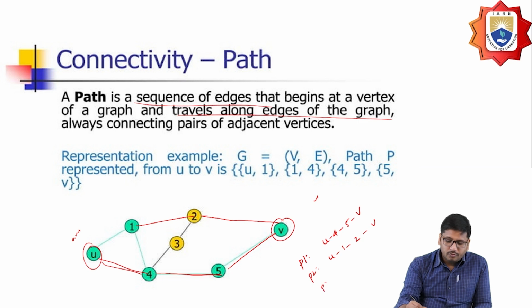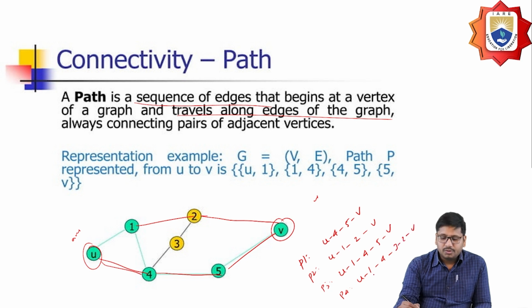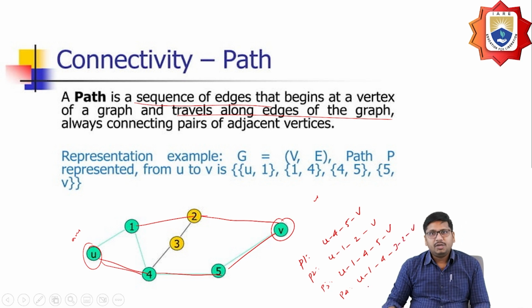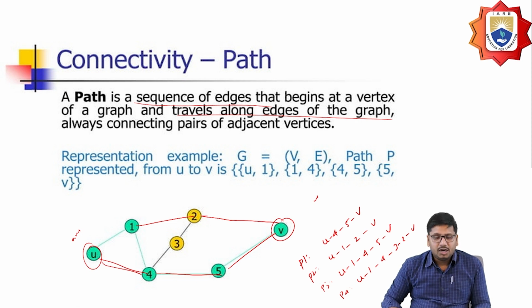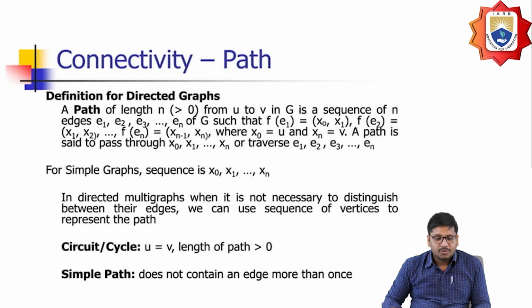Otherwise, I can go for another path: u to 1, 1 to 4, 4 to 5, 5 to v. Similarly, u to 1, 1 to 4, 4 to 3, 3 to 2, and 2 to v. So like this, I can establish many paths from one vertex of the graph to another vertex of the graph.